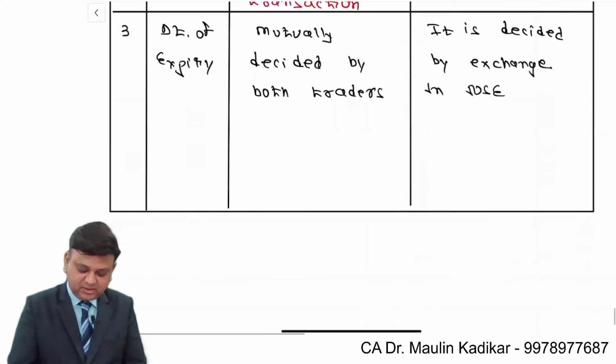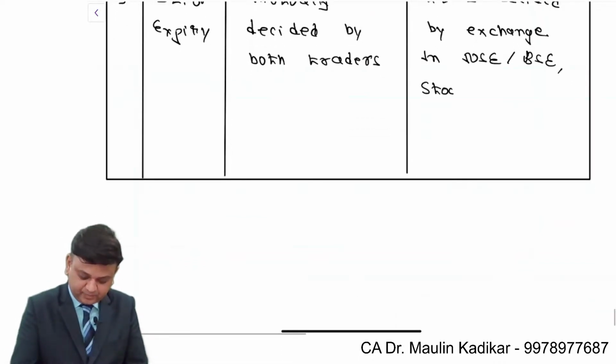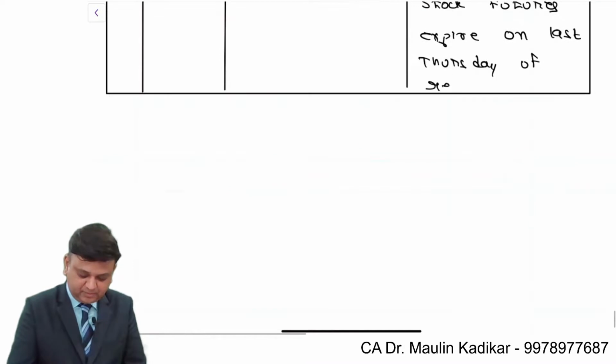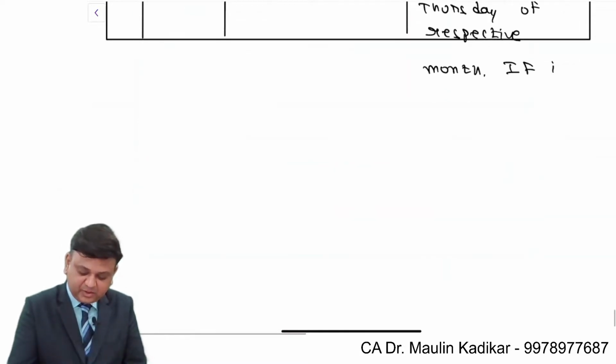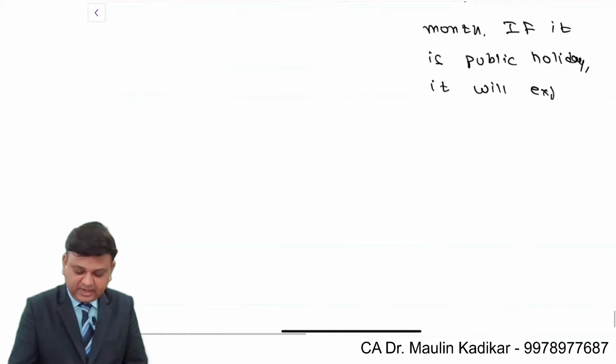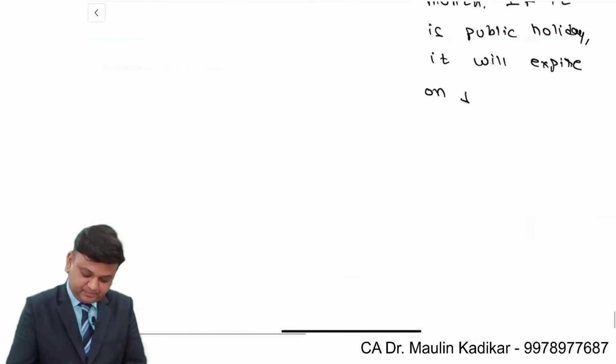In NSE/BSE, National Stock Exchange, Bombay Stock Exchange, stock futures expire on the last Thursday of the respective month. If it is a public holiday, it will expire on the preceding day.